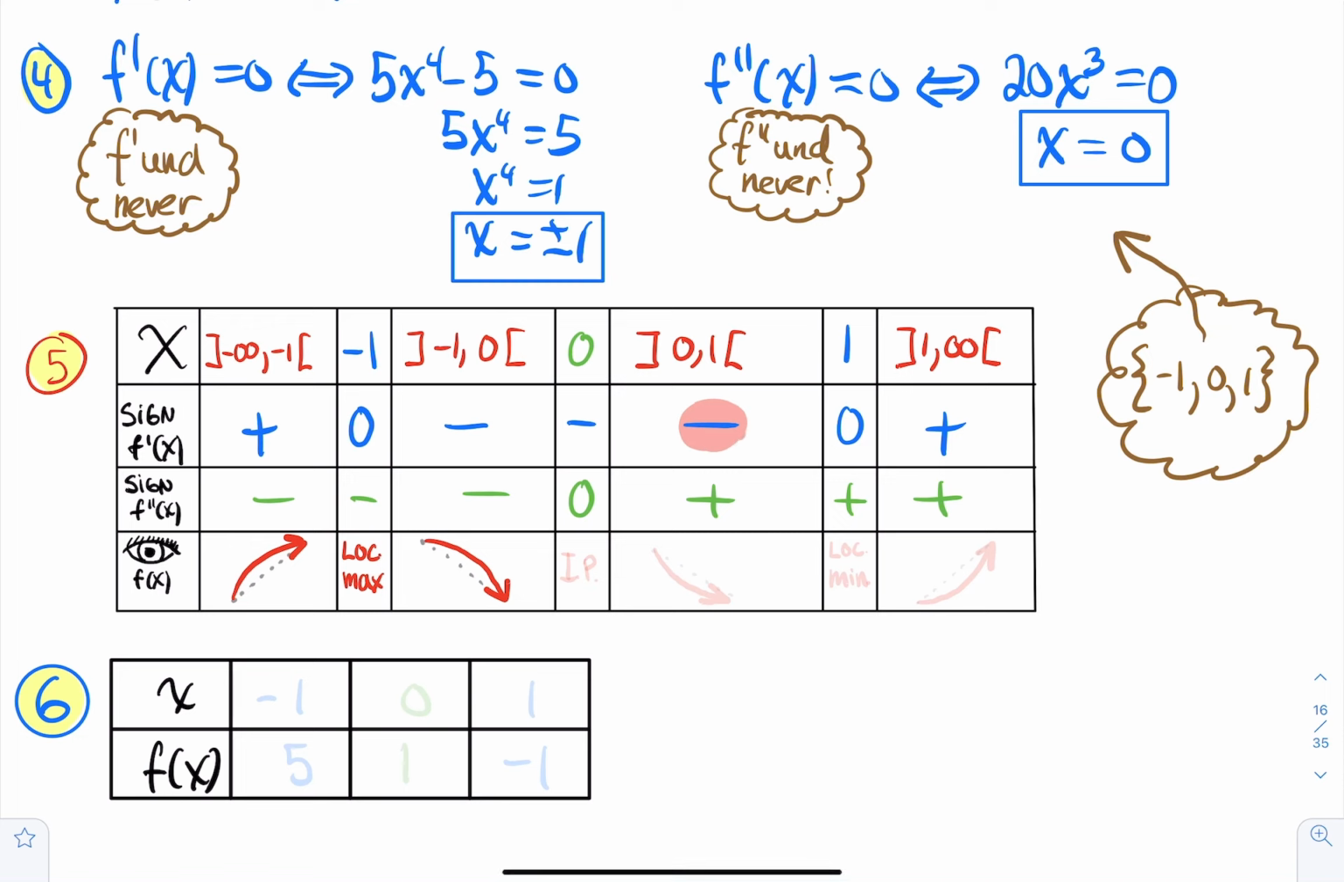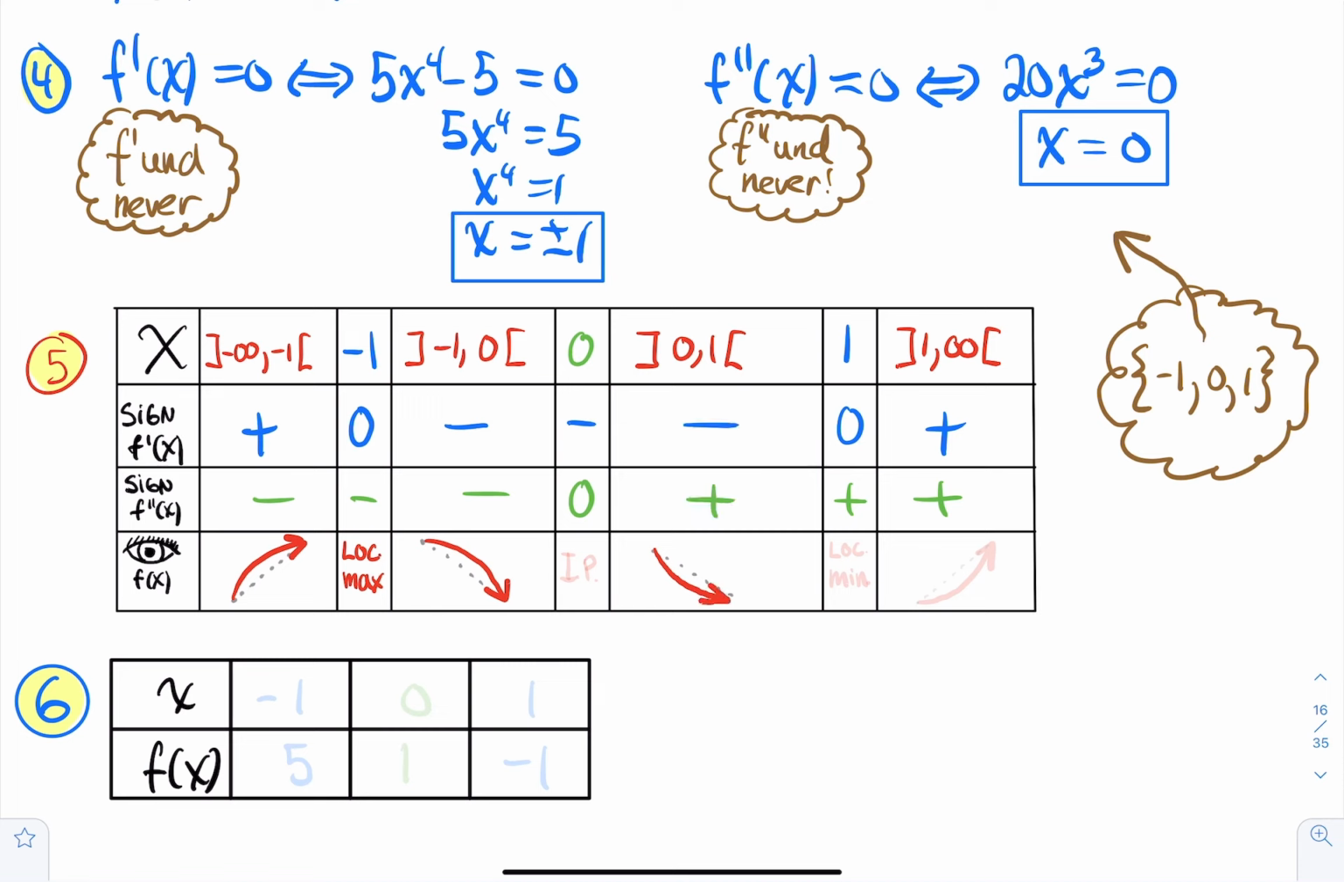Now between 0 and 1, because of the negative sign for f prime, my function is still decreasing between 0 and 1. But now the concavity changes because of the plus for f prime prime. My function will be decreasing but concave up. So that's the arrow of decreasing concave up.